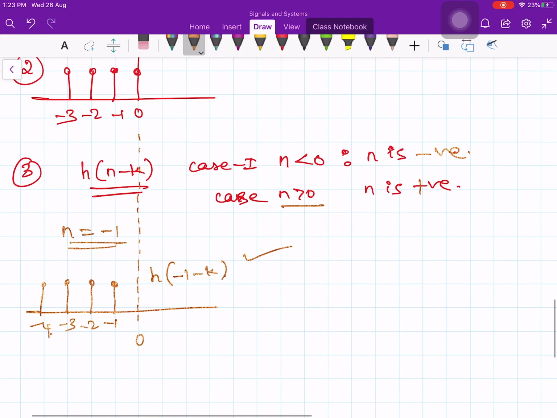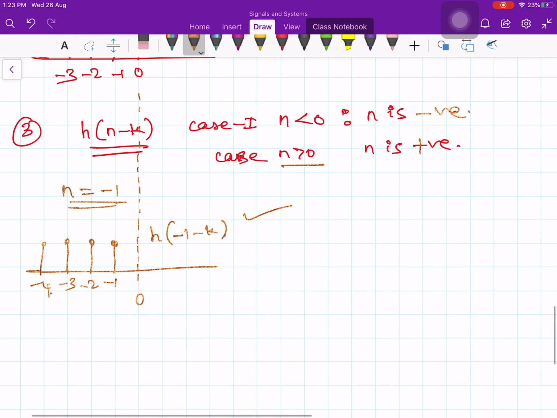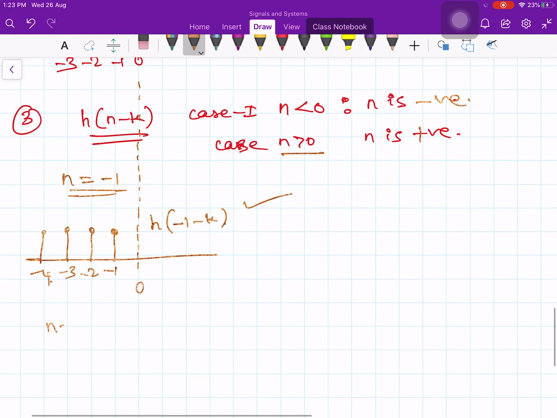Then let me take n is equal to 1. Then how does it look? Then it starts from n equals 1, 2, 3 and so on. This is 0, no value here, 1, 2, 3 and so on. So this is h of 1 minus k.